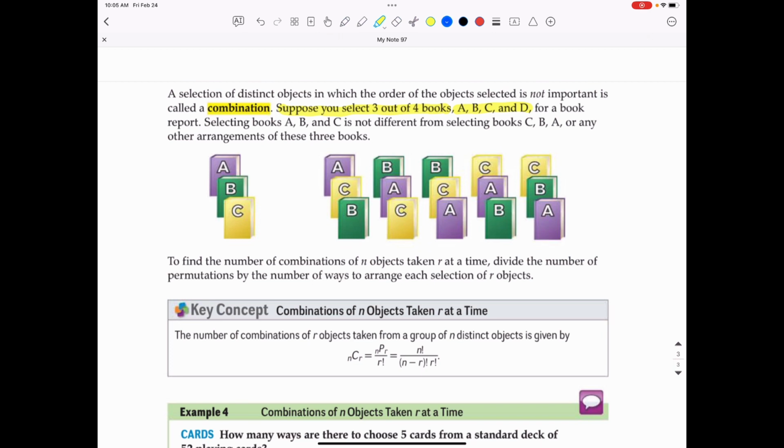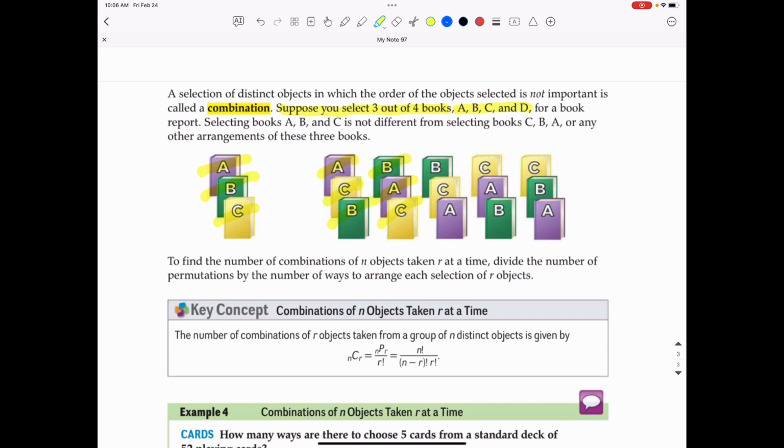Whether you pull the A, then the B, then the C gives you the same 3 books as if you pull the A and then pull the C book next and then the B book last. Or pulling the B book first and then the A and then the C. The order doesn't matter. You're still going to get the same stack of 3 books. This is referred to as a combination.